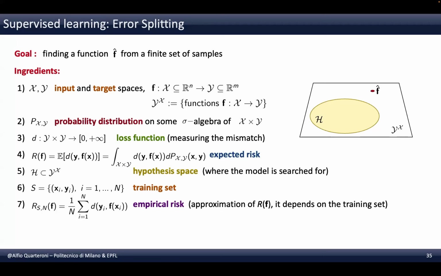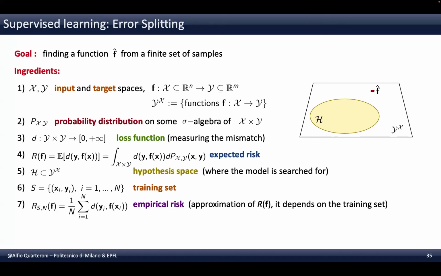Here we have a distribution of data, and you don't even know if there is a single function that goes from the input to the output, but you want somehow to construct such a function. And when you construct such a function, you would like to predict the error that you made, basically a certain kind of error. So the goal is to find a function f hat from a finite set of samples. So we are in a space that we can call Y^X, and X and Y are the input and target spaces. Input pictures, target space, the label, for instance, or more sophisticated, text. So Y^X is the set of functions from X to Y.